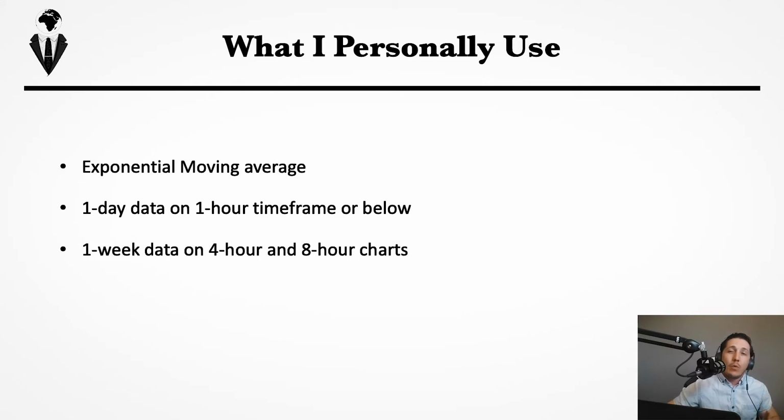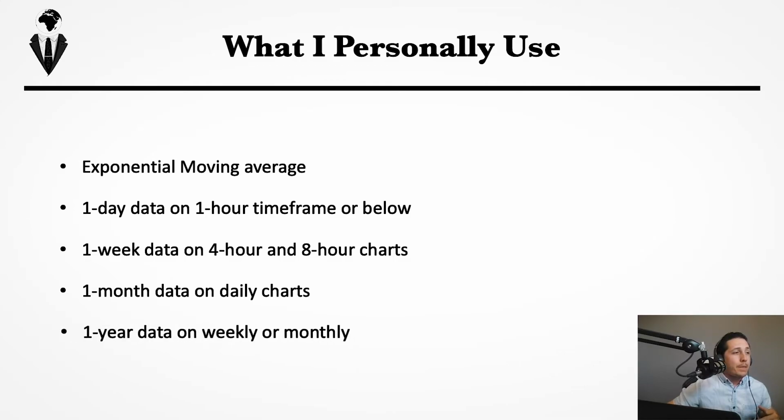And then I use 1 week's data on a 4 hour chart and an 8 hour chart, 1 month's data on a daily chart, and 1 year of data on a weekly and a monthly chart. So as you can see, I'm not just grabbing random numbers like a 200-day moving average, because that means absolutely nothing to me personally. I'm looking at from the time price opened today to the end of the day, what happened, right? When it opened this week and closed this week, what happened? The past month, what happened? And then finally, in the past year.